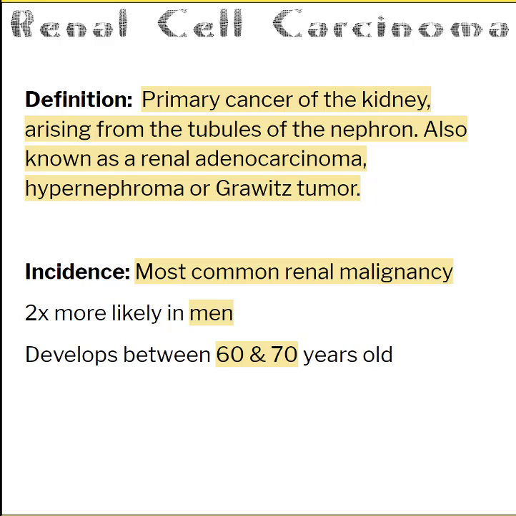Now, this is a primary cancer of the kidney which arises from the tubules of the nephron. Renal cell carcinomas are also known as renal adenocarcinomas, hypernephromas, or Grawitz tumors. Renal cell carcinoma is the most common renal malignancy. It's more likely to be in men at a 2-to-1 ratio, and it typically develops in men between 60 and 70 years old.